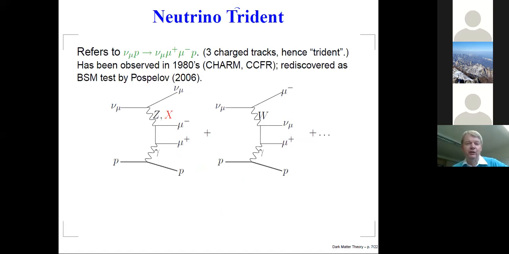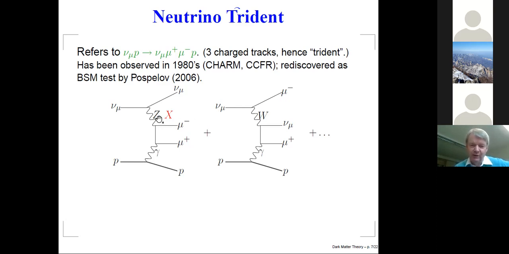Another very tight constraint comes from old measurements in the 1980s of so-called neutrino trident events. These are events where a muon neutrino scatters off a proton and produces a mu plus mu minus pair. They're called a trident because you have 1, 2, 3 charged particles. When you look at something like a tracking chamber, you have 3 tracks in there, which look a bit like this trident, I guess, in some person's imagination at least. That's why they were called trident events.